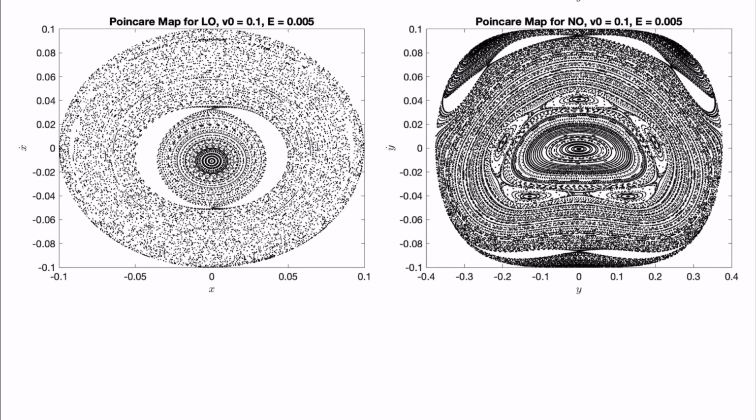And one thing to note is that the boundary of these Poincare maps represents the maximum, the entire energy. So at the boundary, all of the energy is still in one of these two masses.